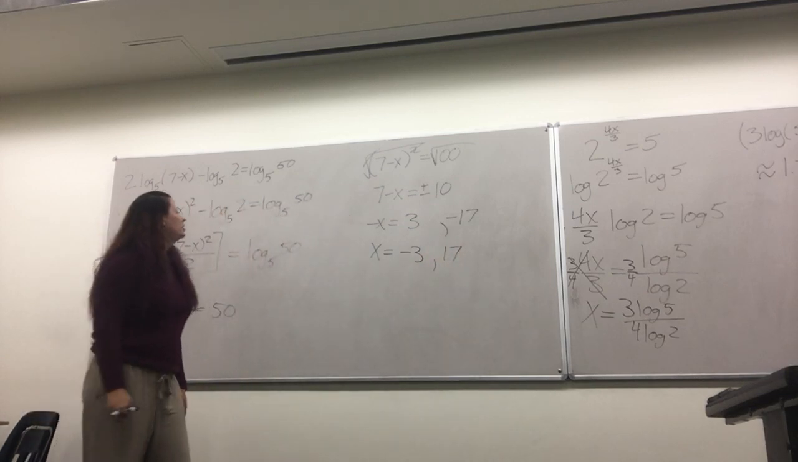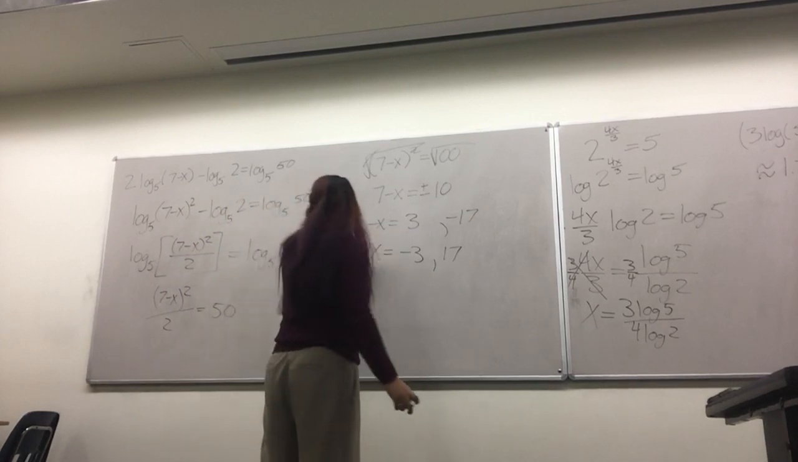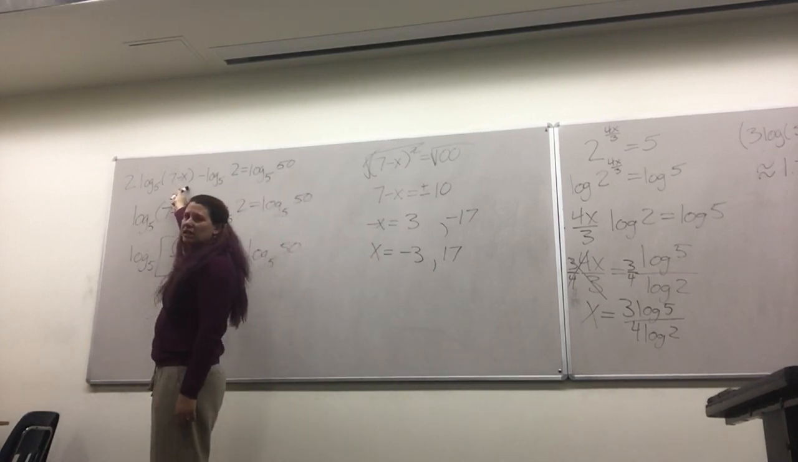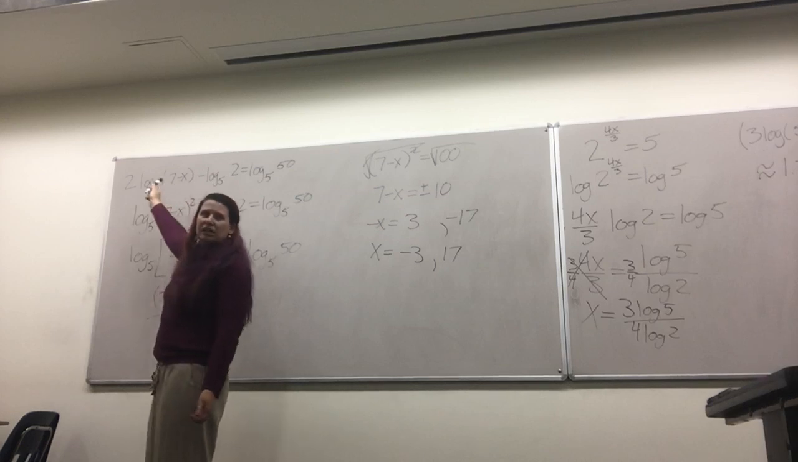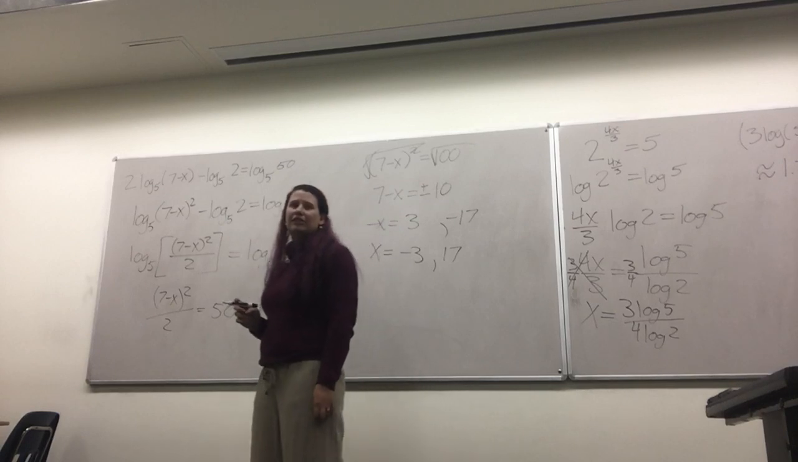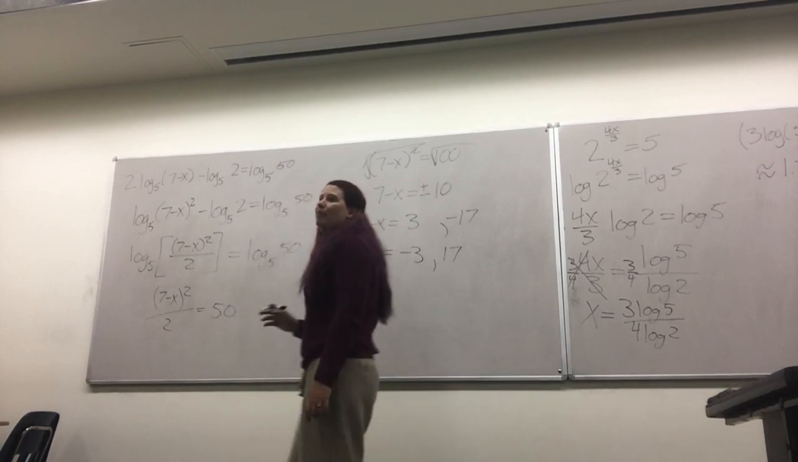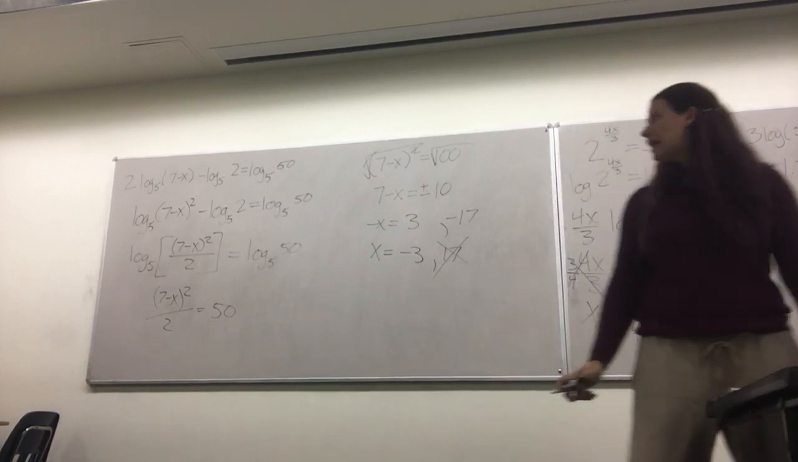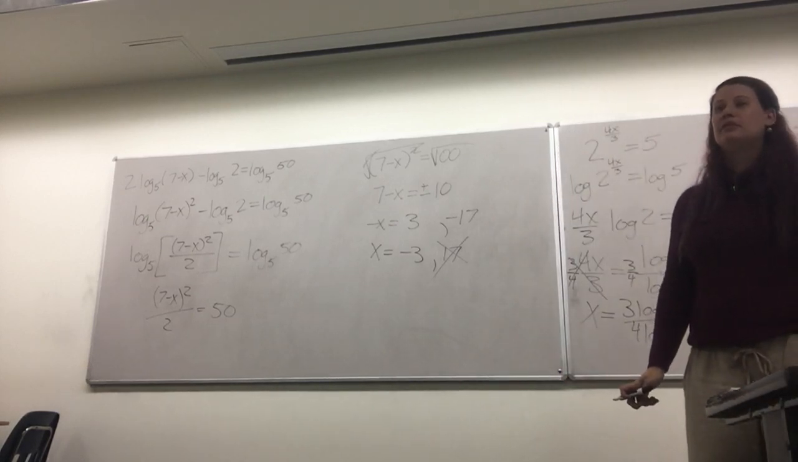Do they both work? Can we plug negative 3 in? 7 minus negative 3 is 10. That's positive. It's all good. What about 17? 7 minus 17 is negative 10. Bad. Doesn't work. Only negative 3 is your answer on that.